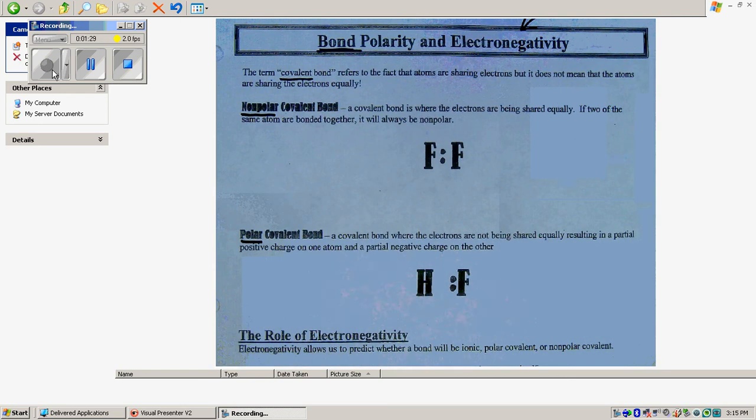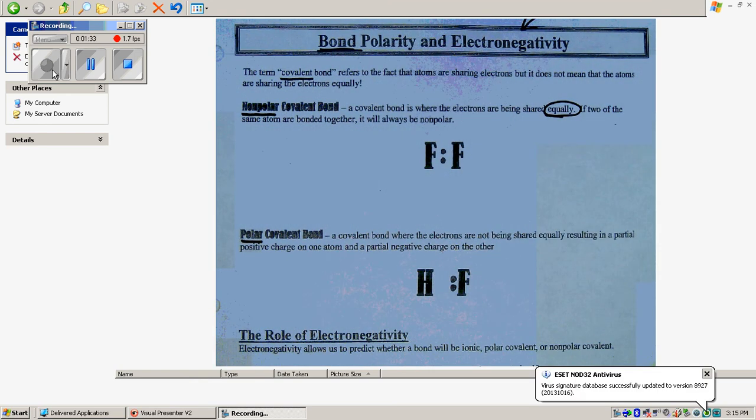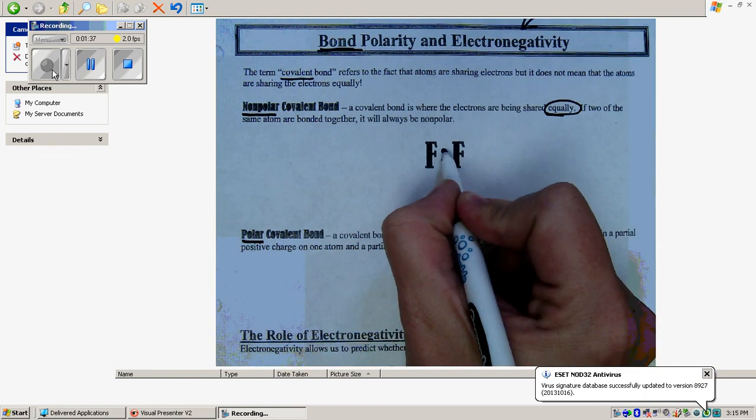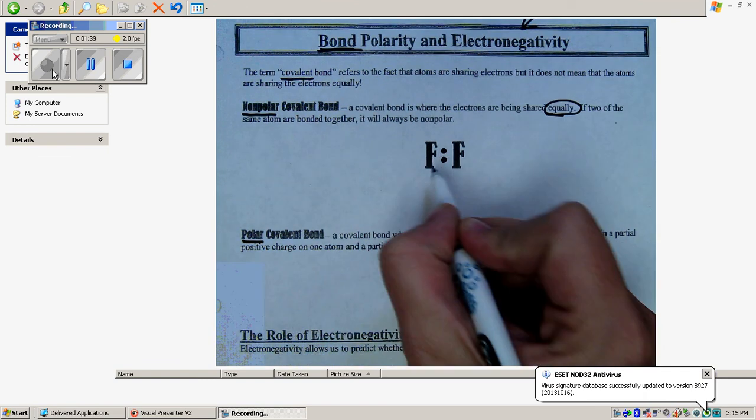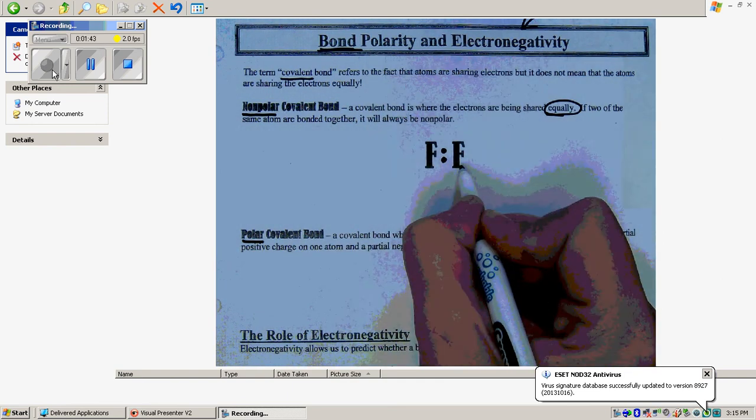Nonpolar is where there will be equal sharing going on. And if you take a look at this little image that I have here, you can see that the electrons are right smack dab in the middle of these two fluorines, indicating that they are equally sharing those electrons.